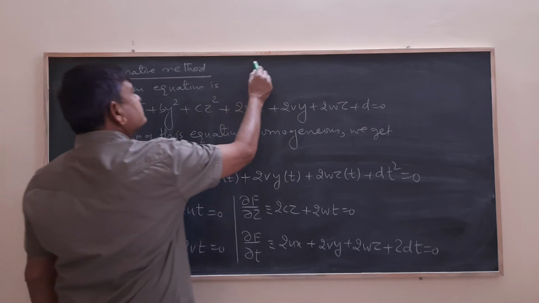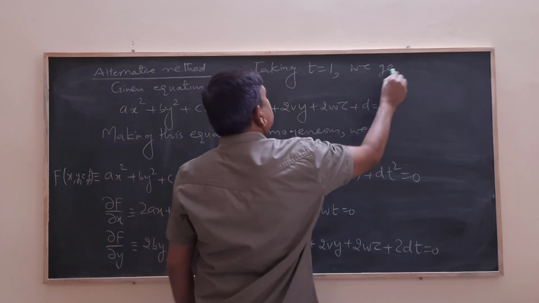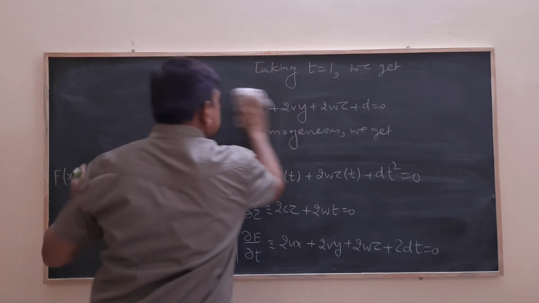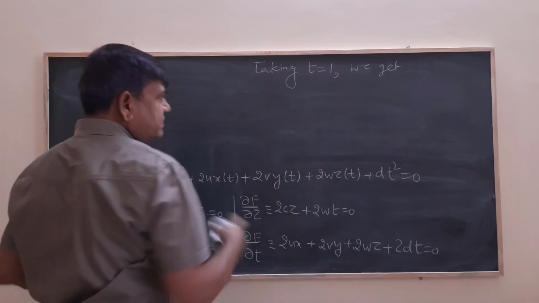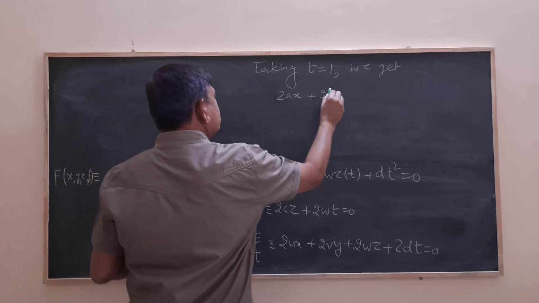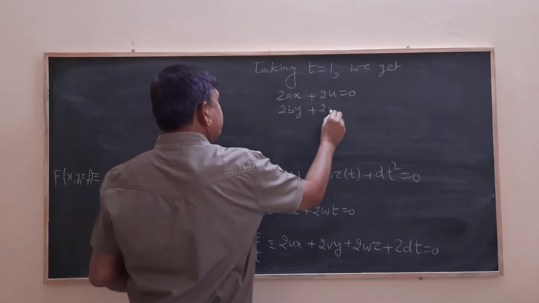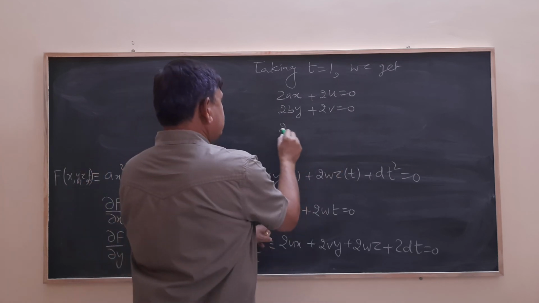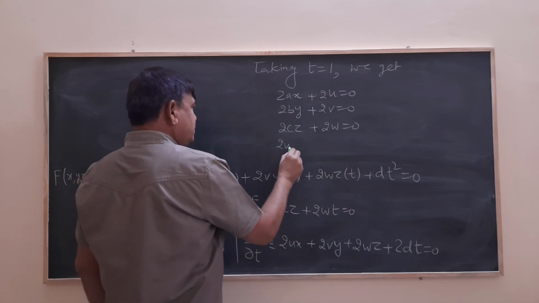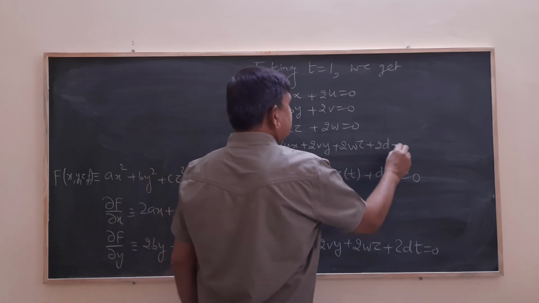Okay, then taking t equals to 1, we get, if we use t equals to 1, this is already explained. Then what will happen? T is 1, so it is 2ax plus 2u equals to 0, 2by plus 2v equals to 0, then 2cz plus 2w equals to 0, and the last one is 2ux plus 2vy plus 2wz plus 2d equals to 0.